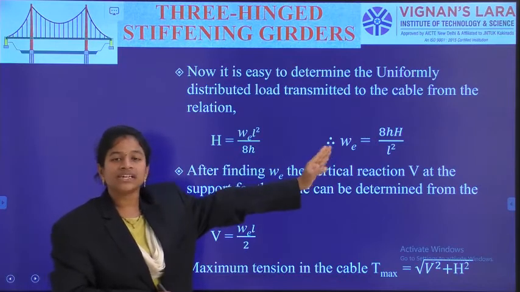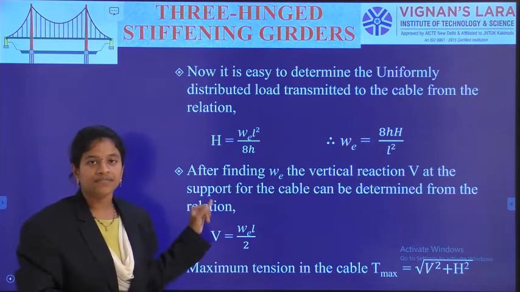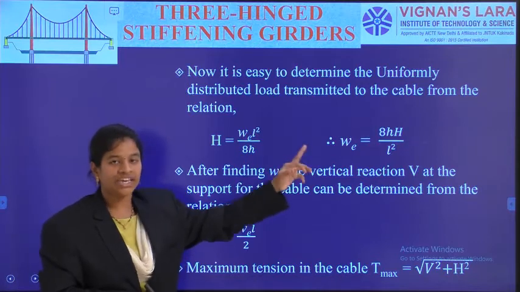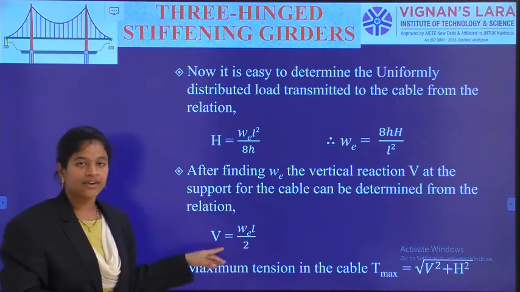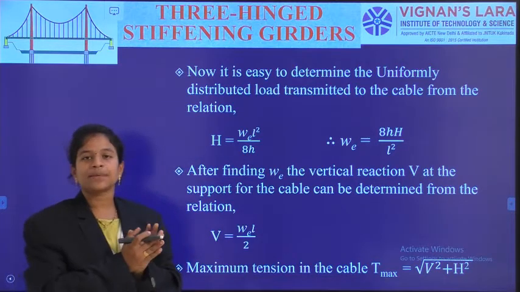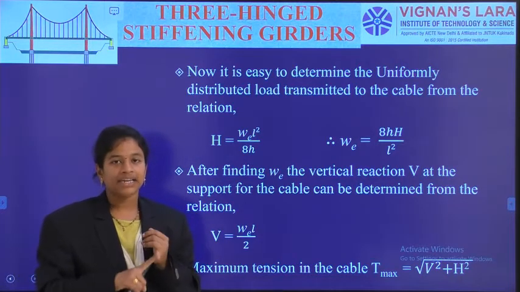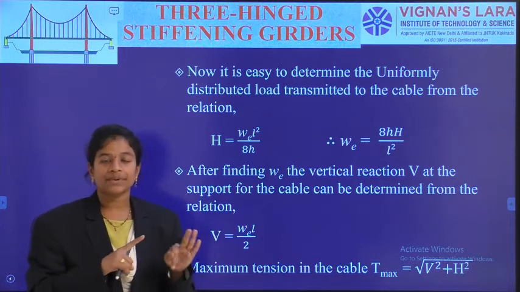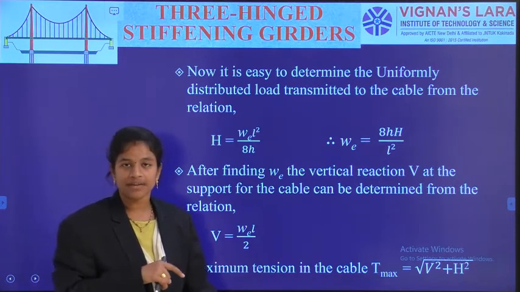Now, using that WE, I can calculate V, the vertical component of reaction, WE into L by 2. Using this H and V, I can calculate the maximum tension. In this way, from the first step itself, we are calculating capital H, capital WE and capital V, and also the maximum tension on the cable.